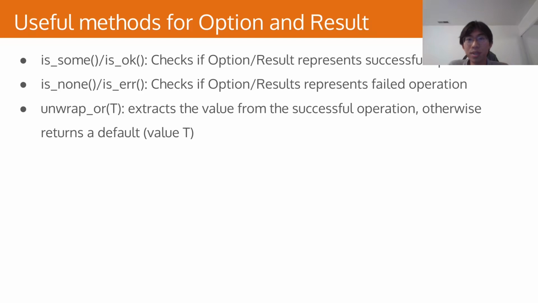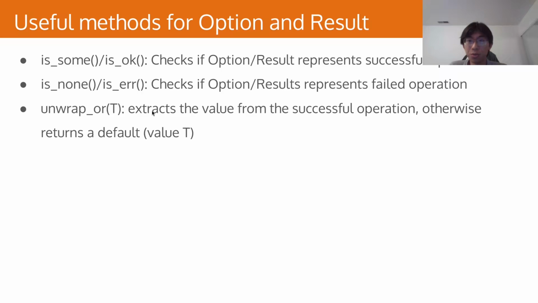Some useful methods we can use with Option and Result are is_some and is_ok for Option and Result to check if they were successful, right? Or we can use is_none and is_err to check if they were the failed variant. And these functions all return a bool. You can use these as potential alternatives to the match statement.